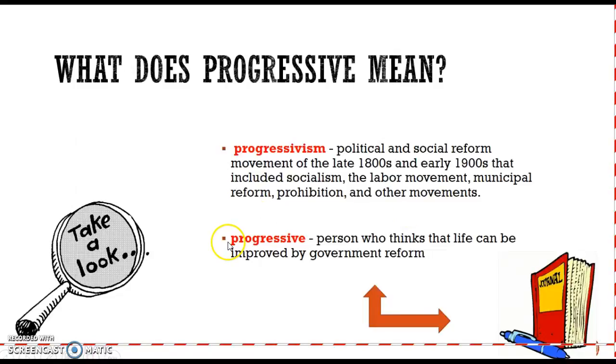The other one I want you to write down is just the word progressive. A progressive is a person who thinks that life can be improved by government reform. So go ahead, jot those down, and then come on back. At some point, I think I'm going to run out of time on this recording, and I will have to move on to part 2. So when this stops, just go into Edpuzzle and look for part 2.